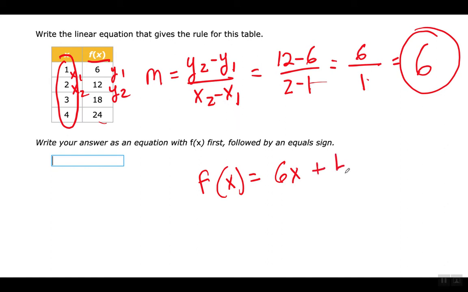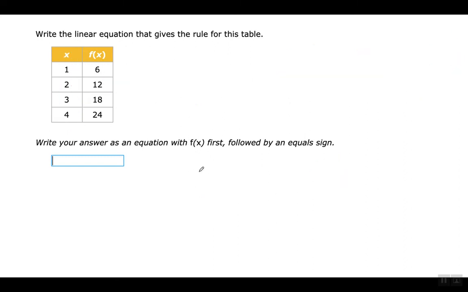Alright, so now we know that the slope is 6. Now I gotta find the y-intercept, alright? Ya sabemos que el slope es 6, me falta encontrar el y-intercept. So the way I'm going to do it is I'm going to substitute these values. You could do it with any ordered pair here, but I'm going to use these values.